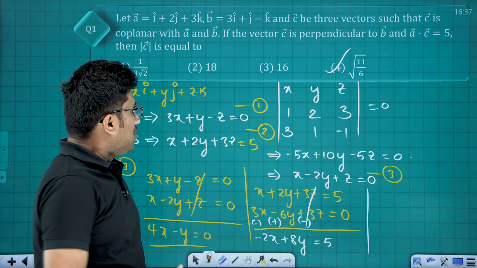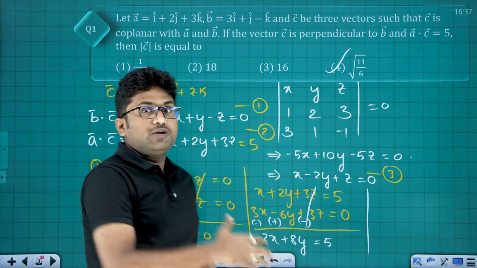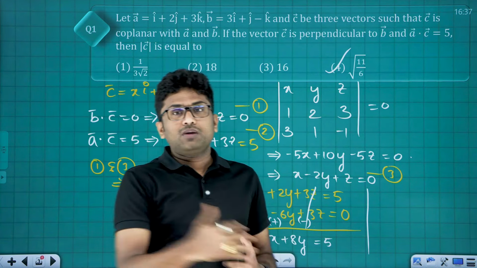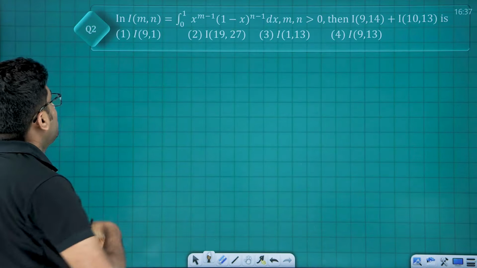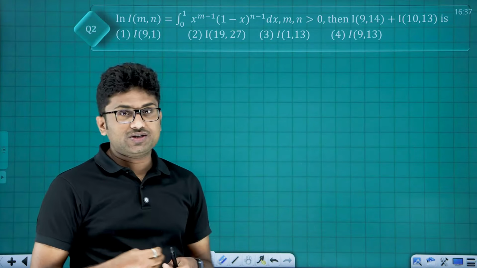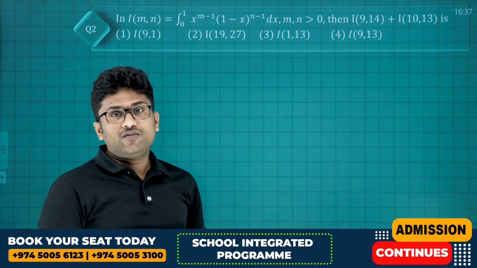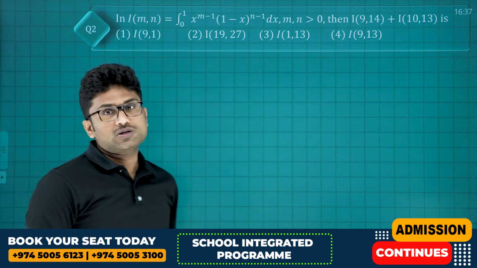See, this question from vectors we did many number of times. I personally remember many number of times. Next, second question from definite integration. Many call it the beta formula, or we can use the Wallis formula also to solve this.